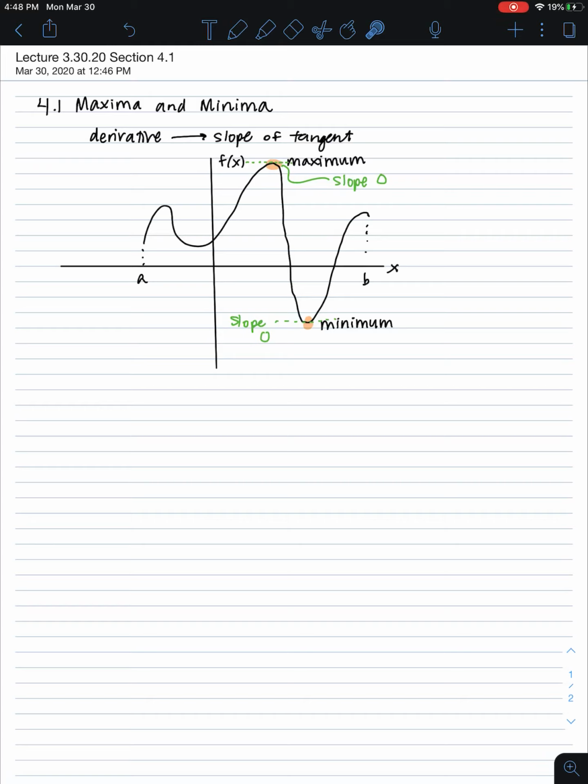Same deal for a minimum. We have a negative slope to get to our minimum, but as soon as we hit our minimum, we suddenly have to have a positive slope, because otherwise it wouldn't be the minimum. There'd be something below it. And so we have to go through a slope of 0 in order to have that switch. So hopefully that kind of makes sense.